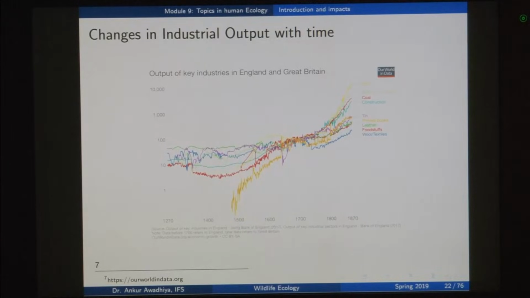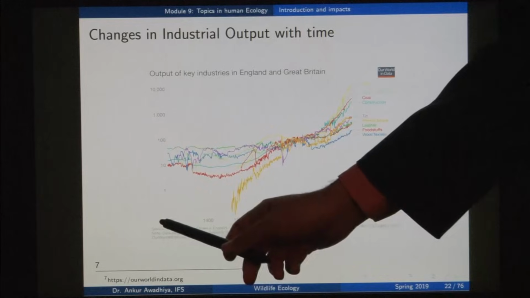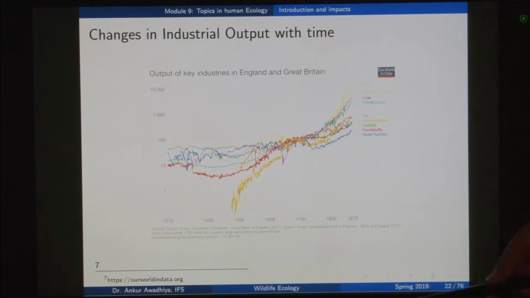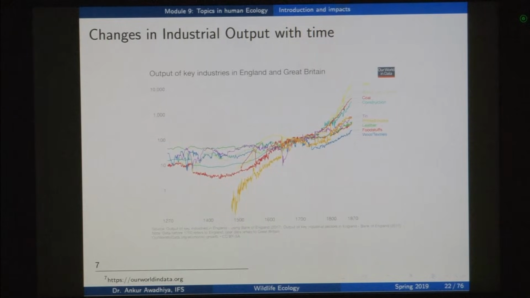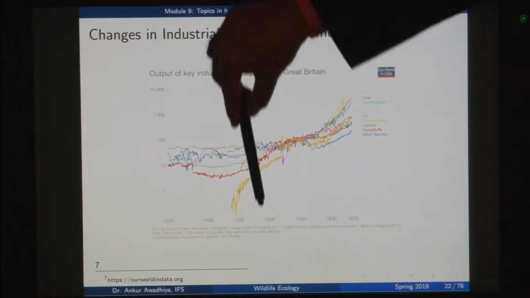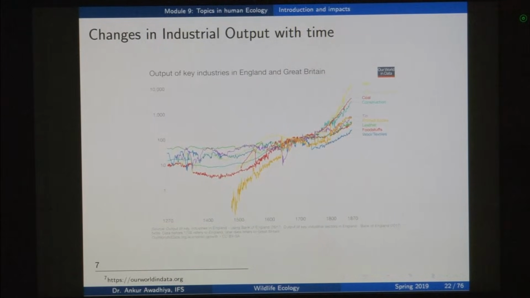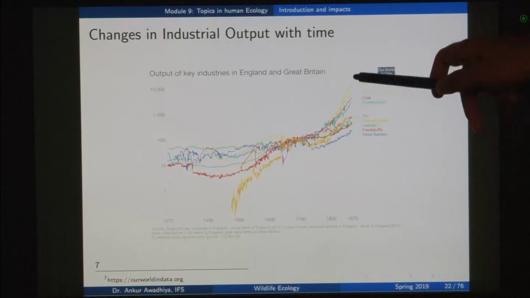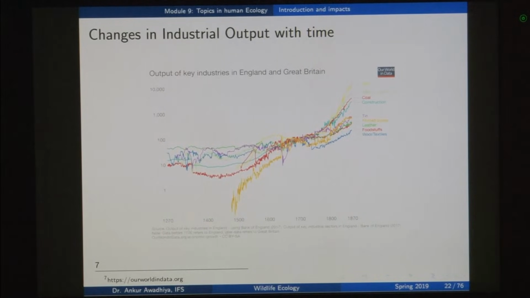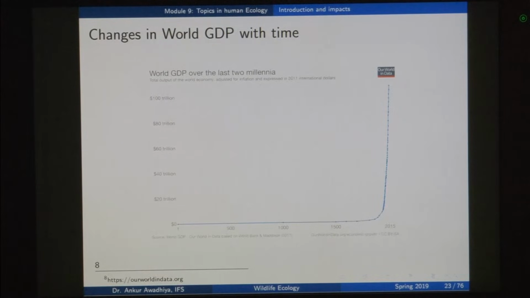Now, if you look at changes in the industrial output with time, here on the x axis we have the time, starting from 1270 and ending in 1870, and on the y axis we have the output of key industries. Right around 1600, which is the point where the industrial revolution began, we can see that the industrial output started rising. So, more and more things were available for different people, and the affluence started increasing.